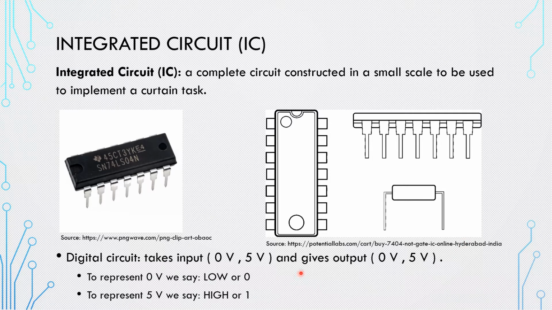What I'm more concerned with is that whenever we say 0 or low, it means I'm providing 0 volts. Whenever we say high or 1, it means I'm providing 5 volts to the input, or the output is 5 volts. So all the electric components are going to give me 0 volts or 5 volts. I don't care how much voltage goes inside the circuit, I'm only concerned with whether there is a voltage or not. So this is what we mean by 0 and 1.